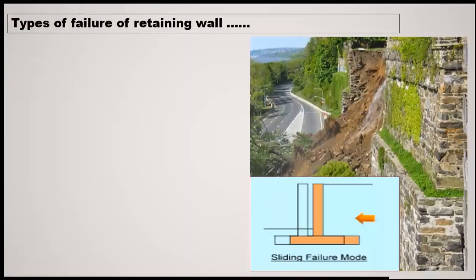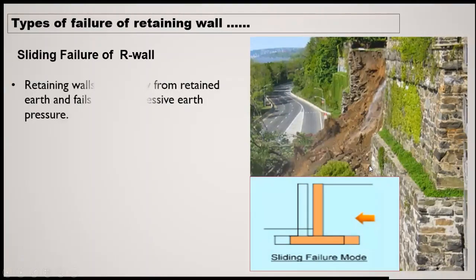So this is one type of failure of retaining walls: sliding failure of a retaining wall. The retaining wall slides away from the retained earth and fails due to excessive earth pressure. So it is very clear that when we have to design and construct a retaining wall, we have to keep in mind how much pressure of the retained material is acting on the wall, so that we can design the wall against the sliding effect so that it can bear the stresses, the pressure acting on the wall.